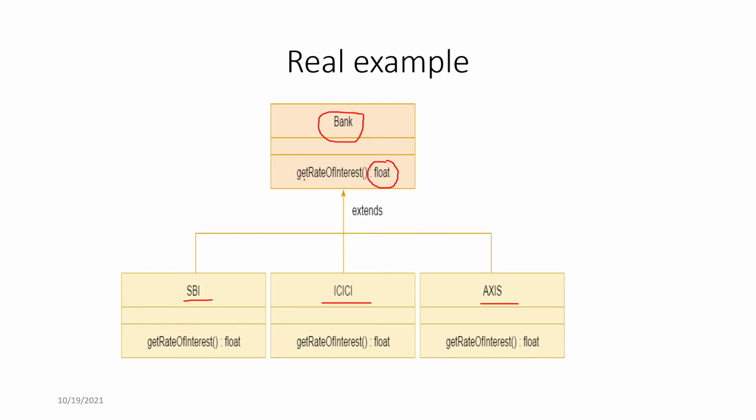Again, whatever method name I am using in the parent class, the same name I am going to use in the child class also, and the same number of parameters. Here it is an empty parameter, and here also an empty parameter. Here I have mentioned the data type as float, but you can use any data type: integer, floating point, double, char. Now we will go to the program.